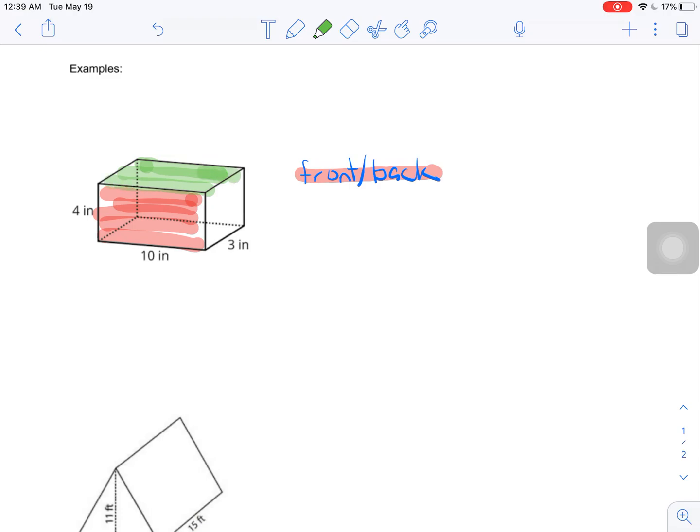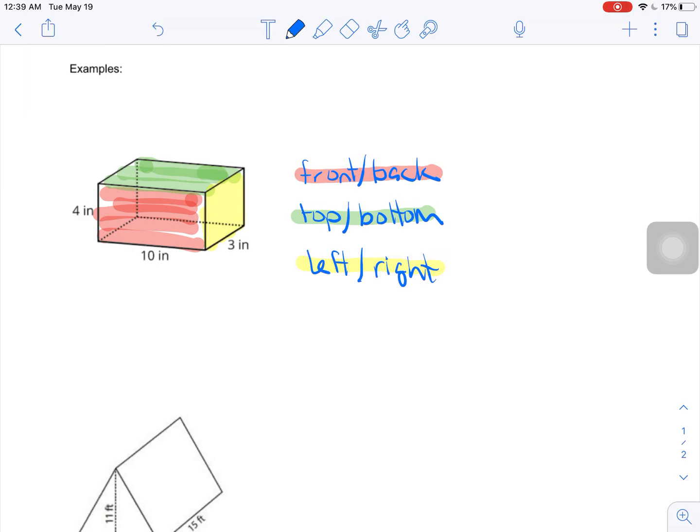We also have the top and the bottom of the shape. So this is the top of the shape. And again, the bottom of the shape is going to be the same size. So we have the top and a matching bottom. And then we also have the ends or the sides of the shape. So that would be right here. This is the right side of the shape, but it also has a matching left side that is the same size. So that means that we have 6 different sides that we have to cover.